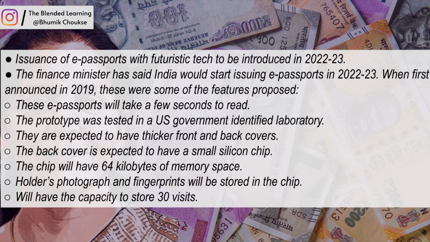Now let us discuss the features one by one. Number one, these e-passports will take a few seconds to read. Second, a prototype was tested in a US government identified laboratory. Third, they are expected to have thicker front and back covers. The back cover is expected to have a small silicon chip. The chip will have 64 kilobytes of memory space. Holders' photographs and fingerprints will be stored in the chip. And the last point is that it will have the capacity to store 30 visits.